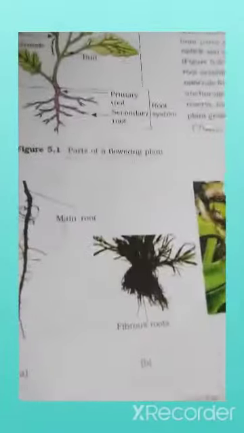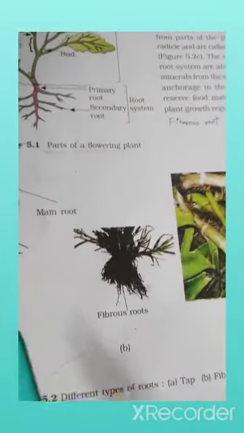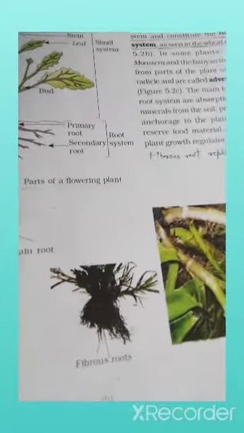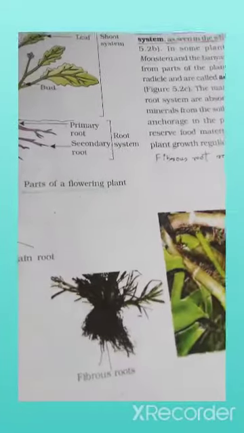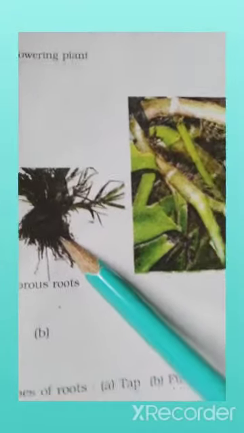The next figure, 5.2, is different types of roots as we have discussed. The first one is taproot system, where we have read about an example of a mustard plant. The second one is of a fibrous root system. Its example is wheat plant. And the third one, grass, monstera and banyan tree, were the examples, is the adventitious root system. So this one is the taproot system. This one is the fibrous root system, and this one is the adventitious roots.